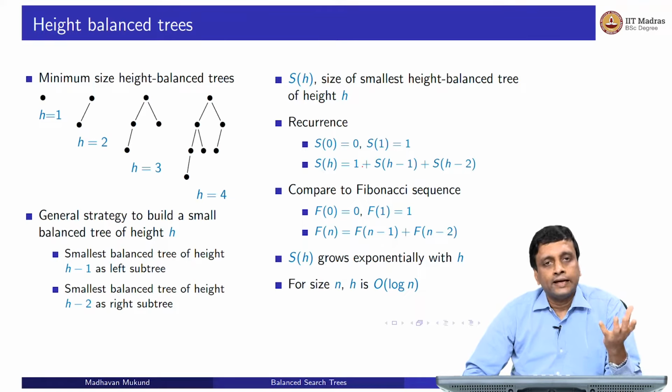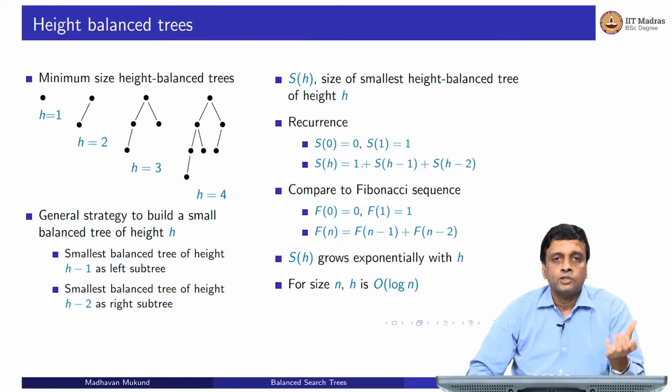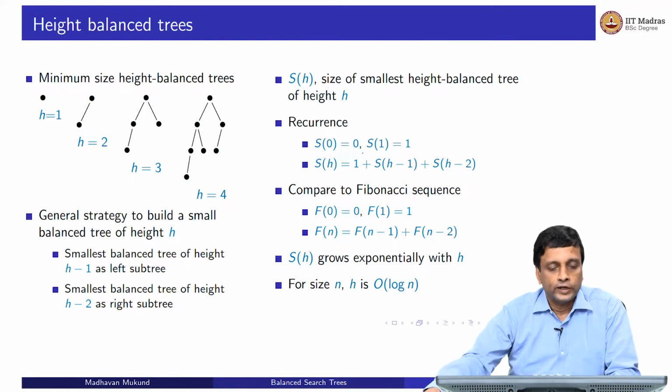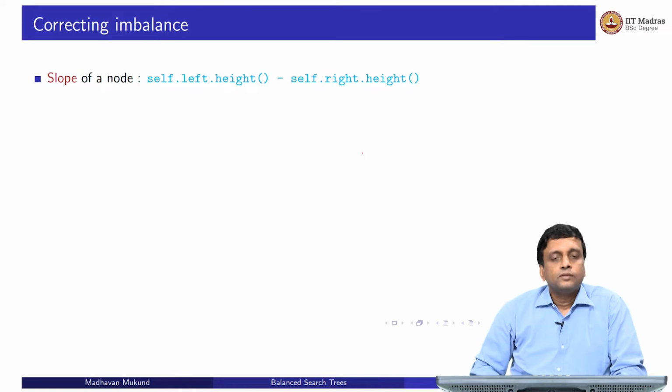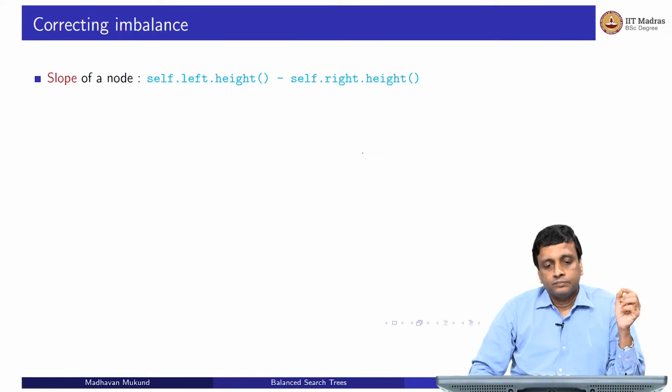If we can maintain height balance, then we can actually get logarithmic height trees, and if we can get logarithmic height trees, as we saw, all our operations on search trees will be proportional to log n. So the difficulty is that this balance gets disturbed when we change the tree. So how much does it get disturbed and what is some measure of imbalance?